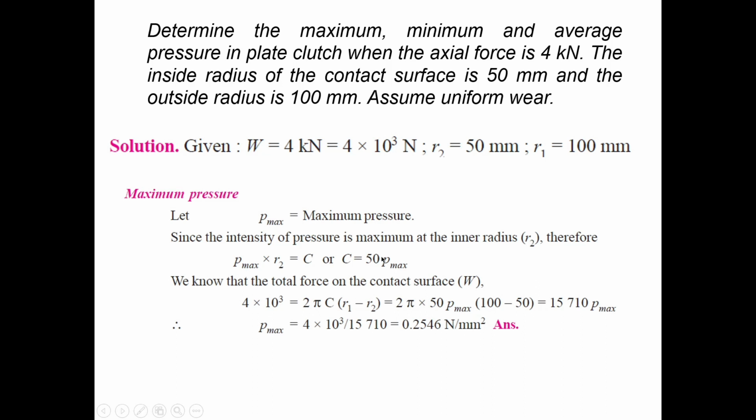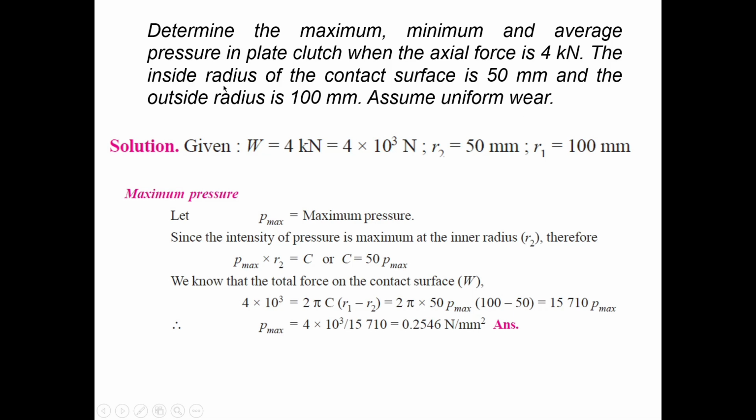So now we are going to a problem. Here they have asked to determine the maximum, minimum and average pressure in a plate clutch when the axial force is 4 kN. The inside radius of the contact surface is 50 mm and the outer radius is 100 mm. We are asked to assume uniform wear. So the axial force capital W is given as 4 kN. We know that 1 kilo is equal to 1000, or 10 power 3, so we convert 4 kN into 4 into 10 power 3 Newton.